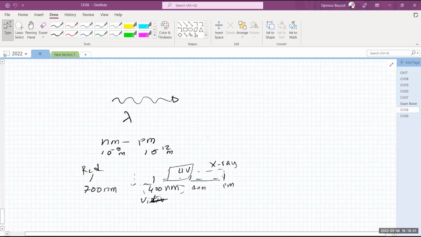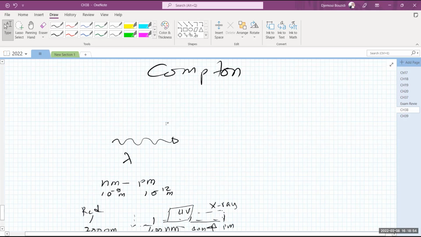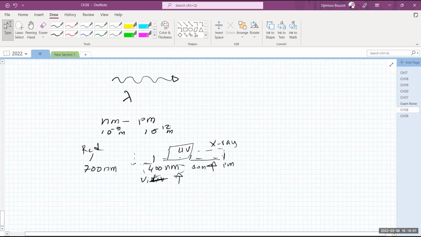And the experiment that Mr. Compton did was in the X-ray range, okay, in this range. So this is the photoelectric effect for the most part. And now we're talking about a new phenomenon. So Mr. Compton, when he did the experiment, he sent very high energy, very short wavelengths, of the order of a nanometer to a picometer.